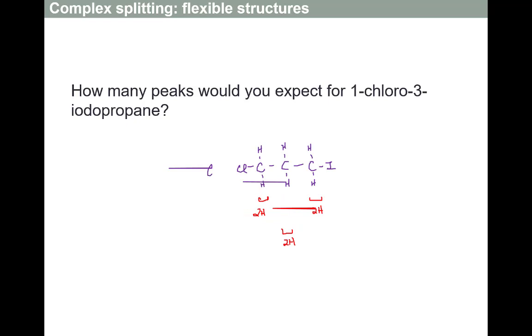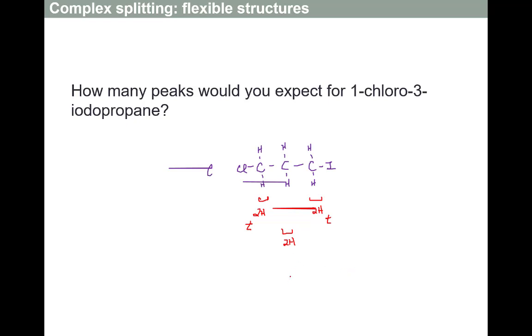This one on the left has 2 equivalent neighbors in that middle carbon. So 2 plus 1 is 3. I would expect a triplet. Likewise to the right, the iodine adjacent protons. I have 2 equivalent neighbors there in the middle. 2 plus 1 is 3. I would expect a triplet. So I'd be expecting 2 triplet signals there.